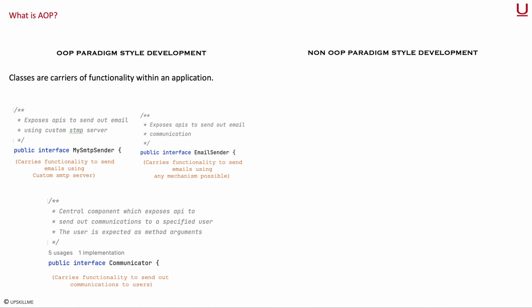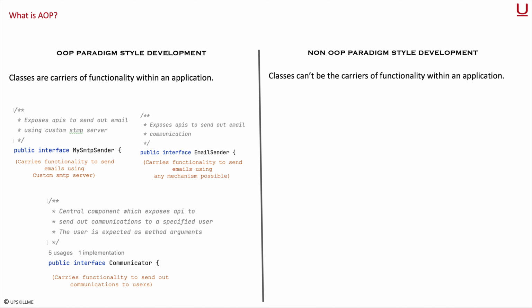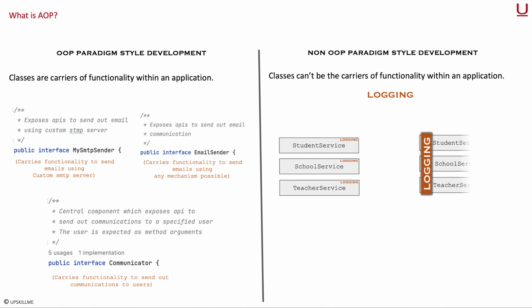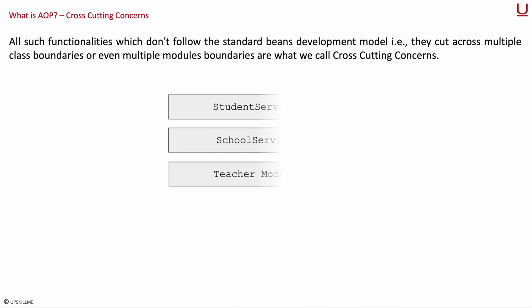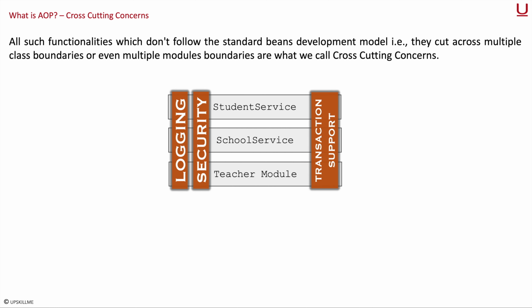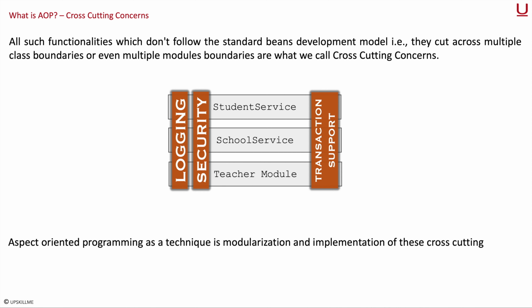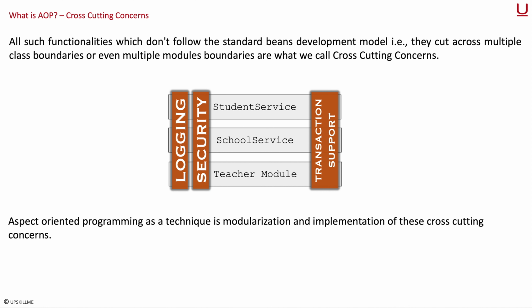However, there is another set of functionalities which does not follow this regular OOP paradigm style development, and the most prominent example is logging functionality. Instead of building logging logic separately in each class, you would want something which automatically takes care of logging in an application. All such functionalities which don't follow the standard beans development model, that is, they cut across multiple class boundaries or even module boundaries, are what we call cross-cutting concerns. Aspect-oriented programming as a technique is modularization and implementation of these cross-cutting concerns.